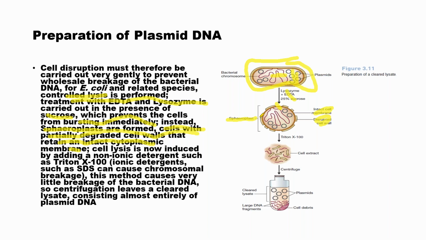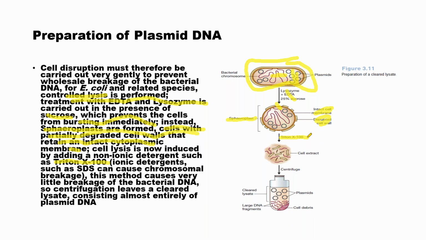Fine. So, this is about partial lysis. In the first step, using lysozyme, EDTA and 25% sucrose, we have gone for the partial lysis of the bacterial cell. Now, cell lysis is induced by adding a non-ionic detergent such as Triton X-100. In the previous case, while preparing chromosomal DNA, we used the detergent SDS, sodium dodecyl sulfate, whereas in this case we are using Triton X-100.